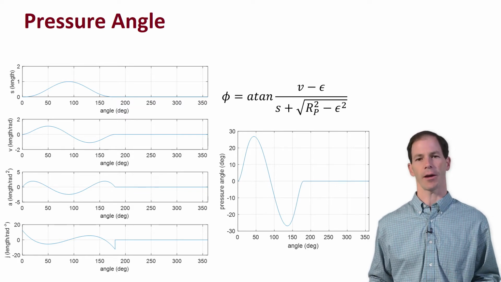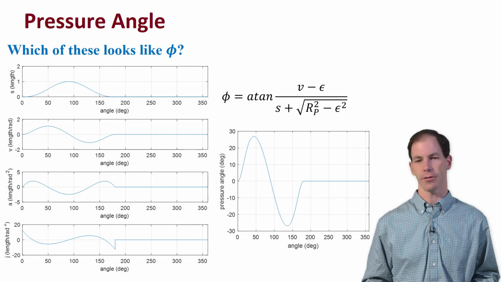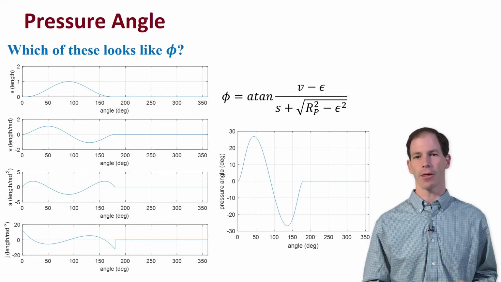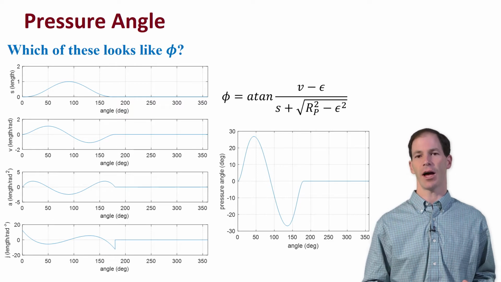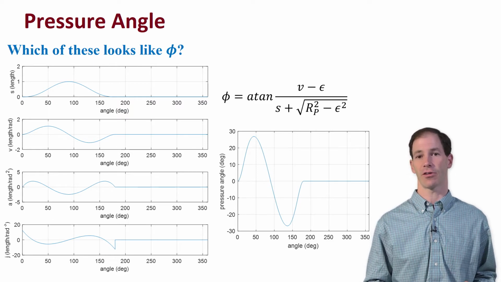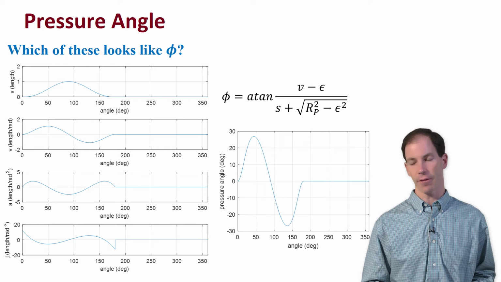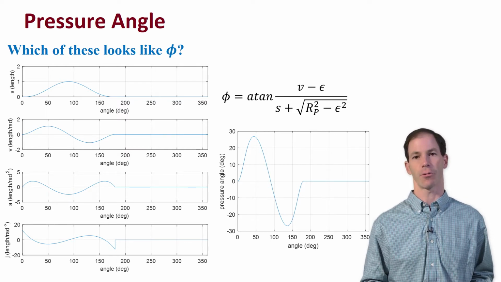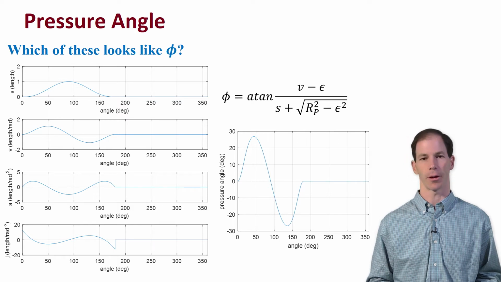Now, take a step back and look at this pressure angle plot, and then look at the SVAJ diagrams. And one thing that you'll notice, as I was mentioning before, the velocity in the numerator of this arctangent function really dominates. So when you look at the velocity profile, it has a very similar shape to the pressure angle profile. So that's where you can see that dominant behavior occurring.